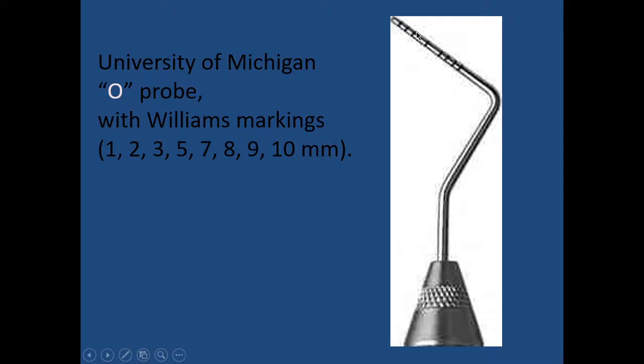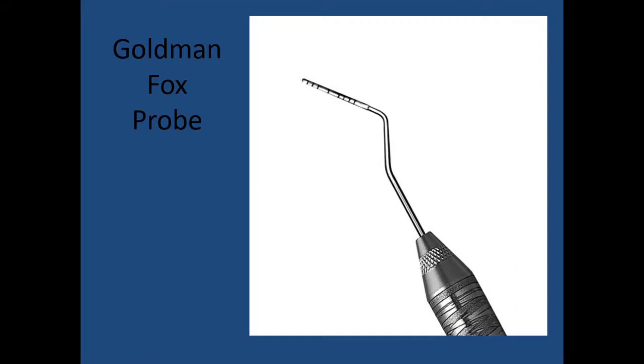If the probe is entered and we have 2 large markings and 3 small markings, this is a 3 millimeter pocket. If we have 1 large marking and 3 small markings, it is a 5 millimeter pocket. If the 2 large markings disappear inside the pocket, it is a 7 millimeter pocket. So it is for easier application.